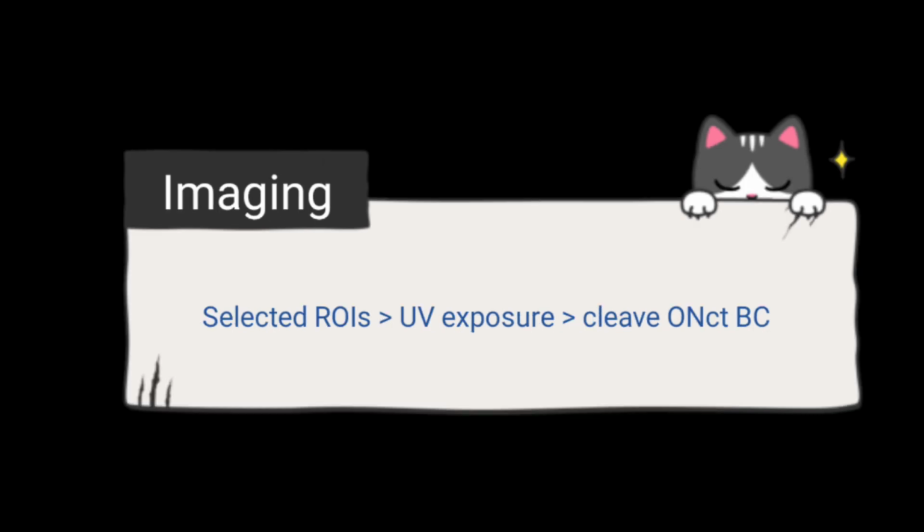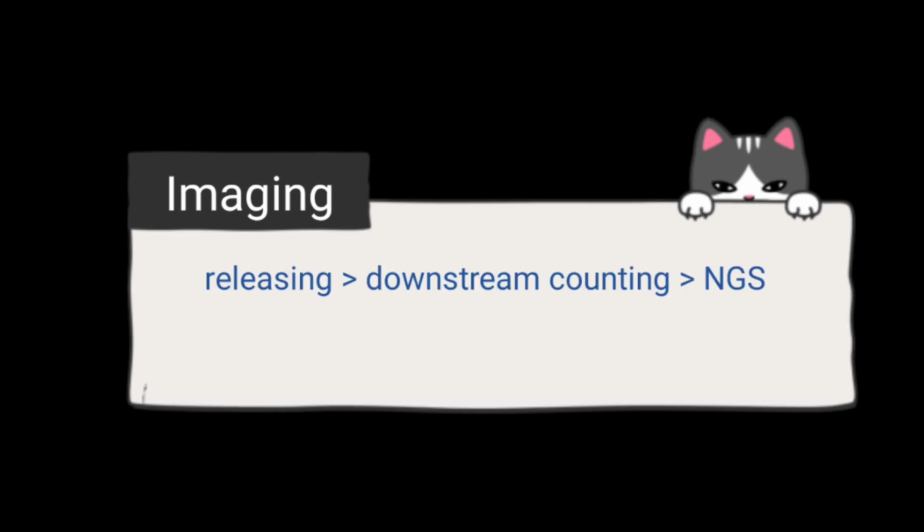Then selected ROIs are exposed to UV light, thus cleaving the oligonucleotide barcode and releasing it for downstream counting via NGS on an Illumina system.